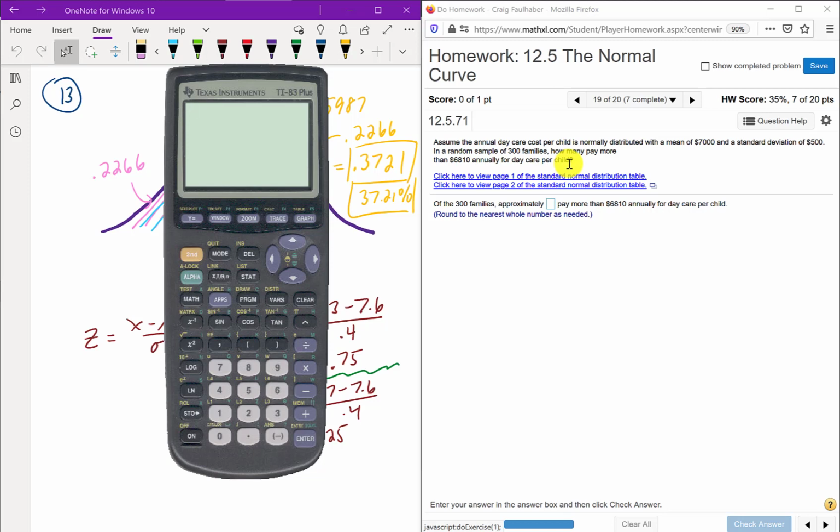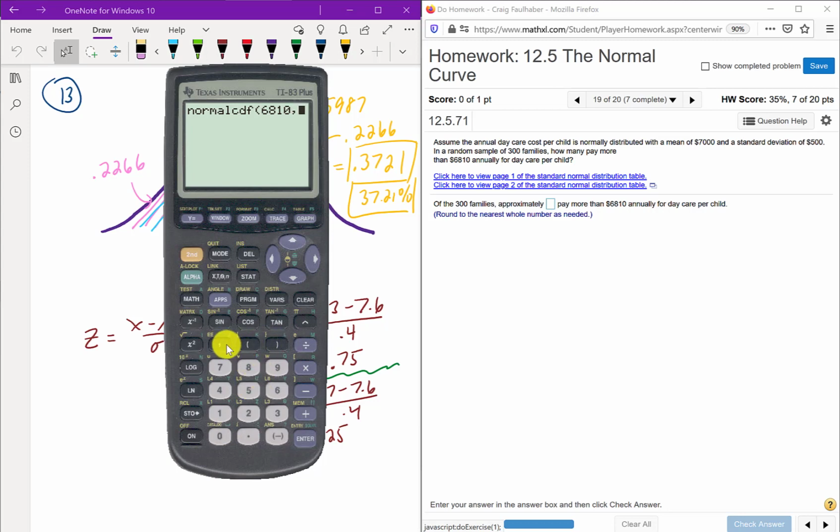The first thing we want to do is find the percentage of families that are paying more than $6,810 for childcare. To do this, I'm going to again hit my distribution button. I'm going to choose normal CDF. The lower value that we're looking for here is $6,810. We're looking for the percentage of families that pay more than that. So what is our upper limit going to be?